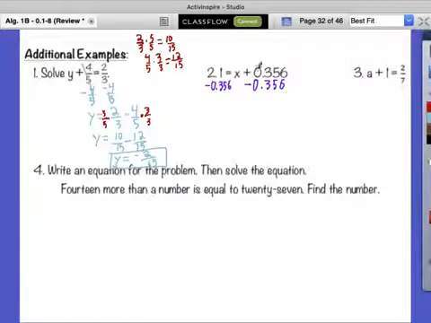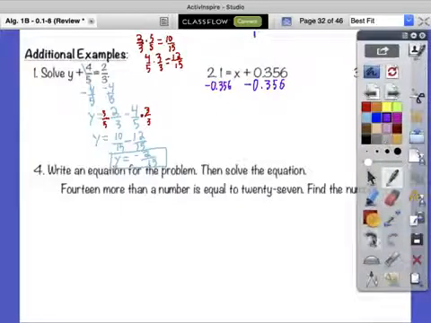Okay. Now what's 1 minus 0.356? Anyone know off the top of their head? No? Okay, that's okay. I was kidding. I don't expect you to. So what we can do is put 1 and just write it up above here.